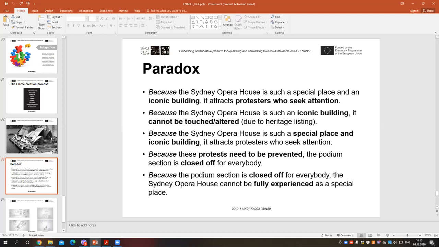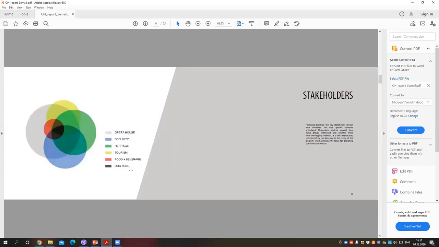On the other hand, we go with the second paradox. Because the Sydney Opera House is such a special place, an iconic building, it attracts protesters. But then, because these protesters need to be prevented, the podium section is closed off for everybody. And because the podium section is closed off for everybody, the Sydney Opera House cannot be fully experienced as a special place. So you see, we started from the same sentence, but then we discovered another paradox. By trying to protect the specialty of the building, we are demolishing this image and preventing people from experiencing its specialty. So when they were set up with this paradox, the designers and architect team actually started with exploring the stakeholders.